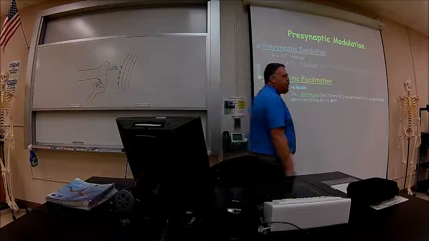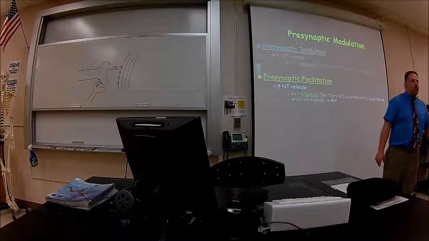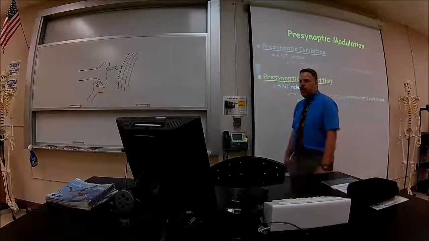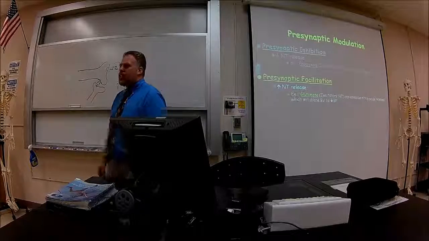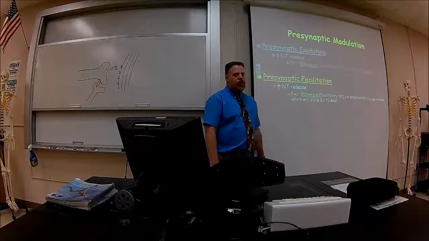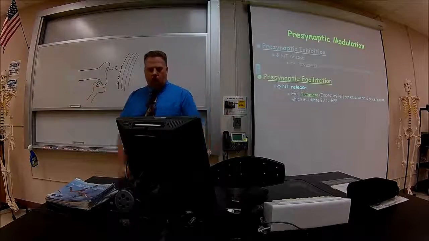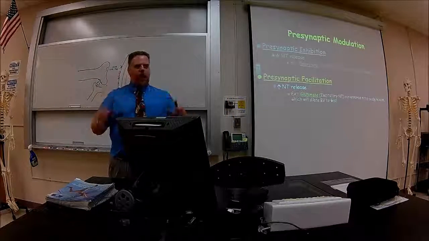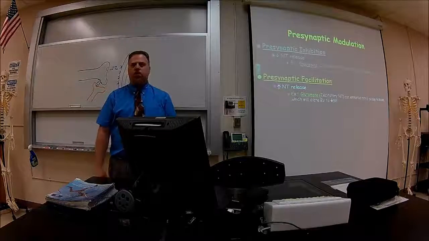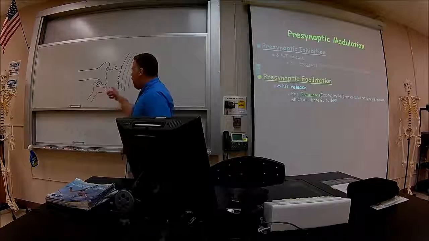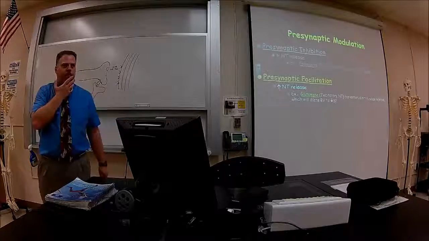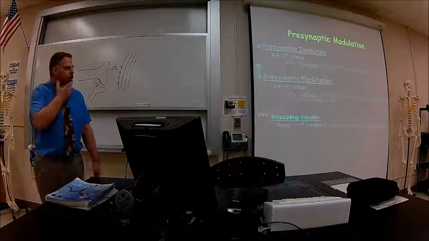Presynaptic facilitation is the opposite. Not inhibition, but stimulation. And a good example of that is glutamate, also called glutamic acid. This is a neurotransmitter that's excitatory. It can enhance nitric oxide release, which will dilate blood vessels. And when you dilate blood vessels, it decreases the blood pressure. Doing the same thing, but it's going to stimulate this. Okay? Questions about that? All right?